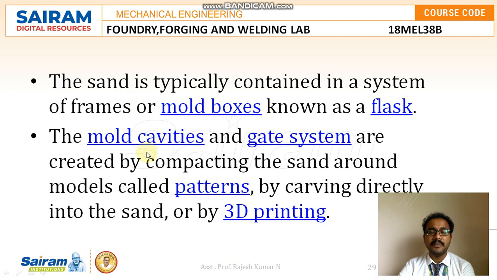Then the mold cavities and the gate systems are created by compacting the sand around the models, which are called patterns. The mold cavity is whatever shape we are looking for as the final output. That can be done with the help of mold cavities, and we pour the molten metal through a gate system. This can be done by carving directly into the sand or by 3D printing also.